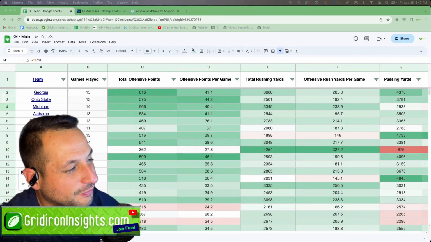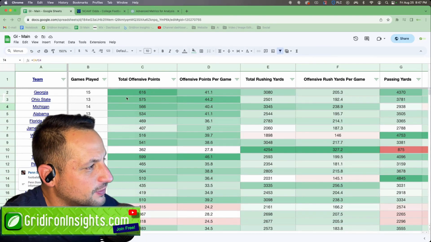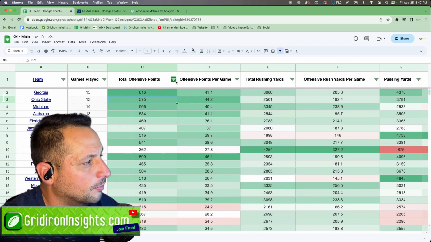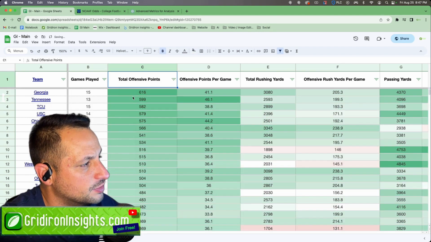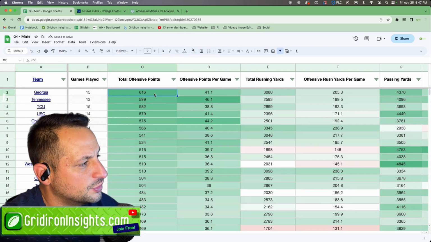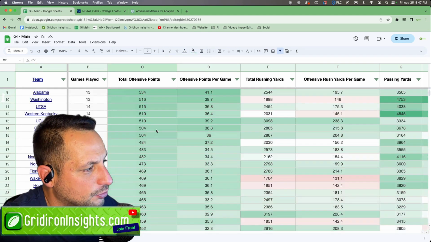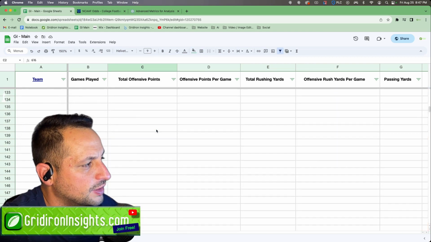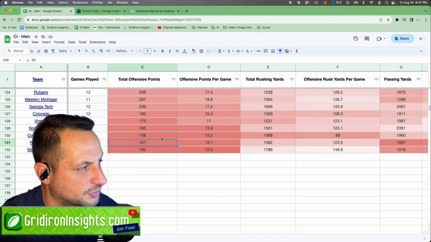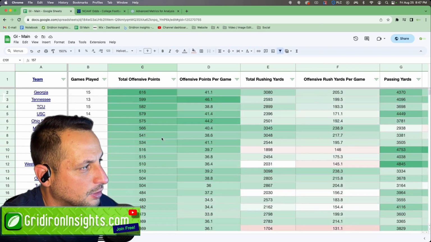Okay, after we've cleaned up our data set, you can see we have something that's a little bit easier to read through and analyze. Right here, I'm looking at the total offensive points per game. I'm going to sort it to the highest. Georgia, of course, dominant. You'll see 616 total points. If I go to the bottom, UMass, 150. New Mexico, these offenses are just absolutely terrible.